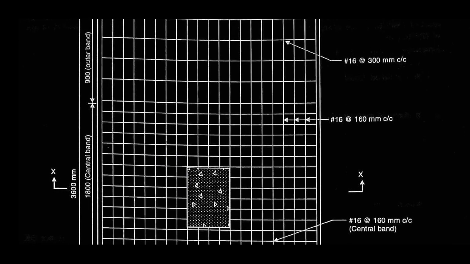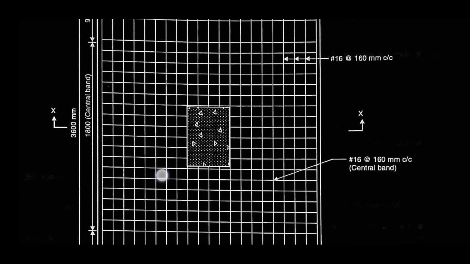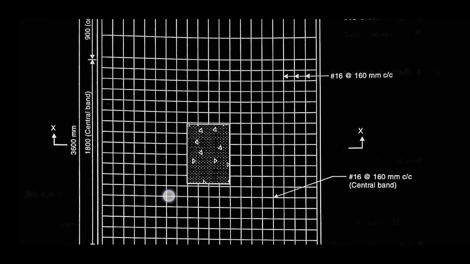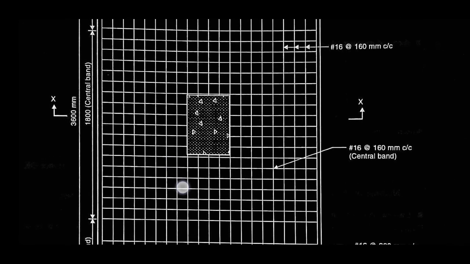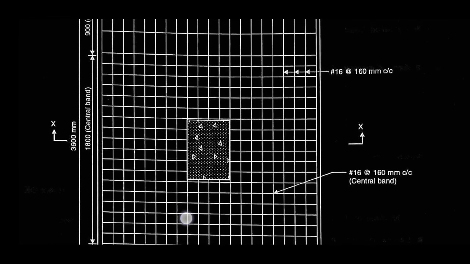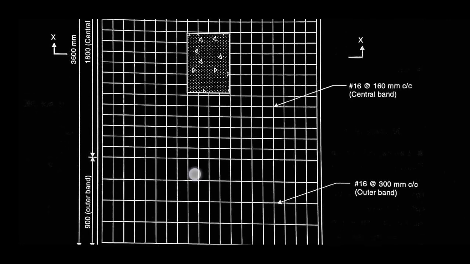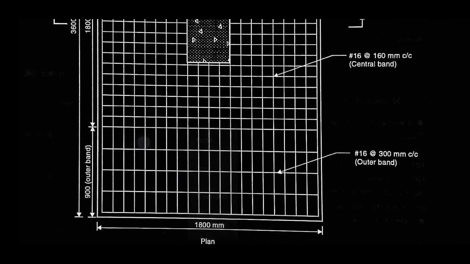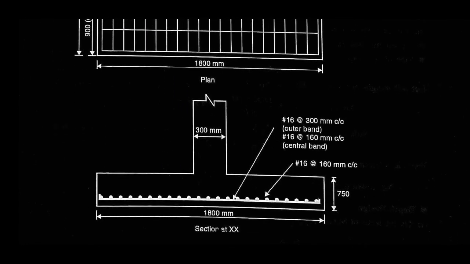Here is outer band and here is central band. As per calculation, we have drawn this. This is the plan and this is the elevation.